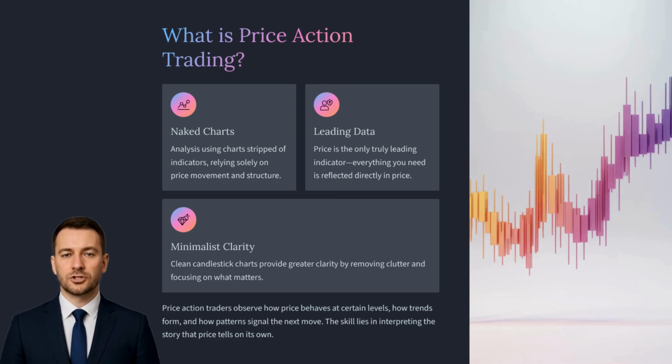Instead of lagging signals, you get immediate insight into market sentiment. This approach means observing how price behaves at certain levels, how trends form, and how patterns like candlesticks or chart formations signal the next move. It's a minimalist style of trading, typically just candlestick charts on a clean background, which many find gives greater clarity. Keep in mind, trading without indicators doesn't guarantee success. It's simply a preference for those who want a clearer, less cluttered view of the market. The skill lies in learning to interpret the story that price is telling on its own.